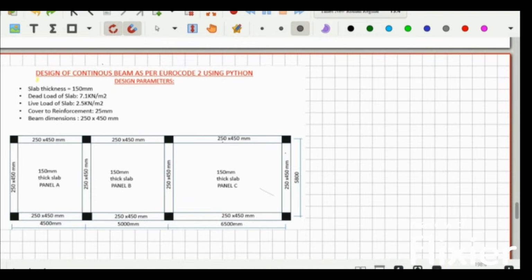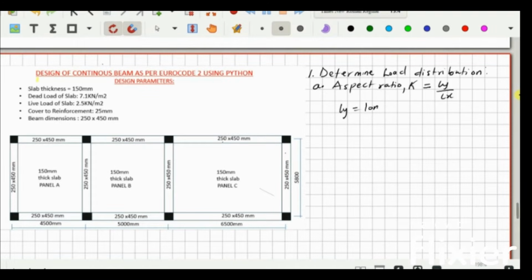Right, so to start off, we'll determine the load distribution acting on the beam. So, determine load distribution, and under this we'll have another subheading, aspect ratio. The aspect ratio is basically the ratio of the long span to the short span, and we will denote that by K. So our K is given as Ly on Lx, where Ly is the long span and Lx is the short span.